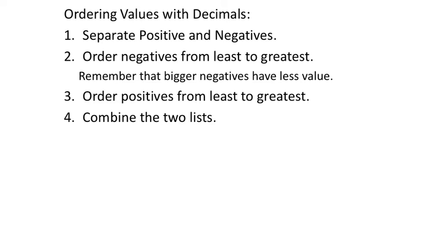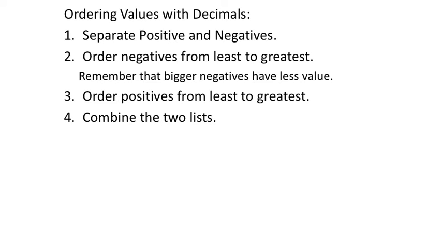All right, ordering values with decimals. We have to separate positives and negatives. You're going to order the negatives from least to greatest. And even on the homework, when it asks you to order the values, you're always going to do it from least to greatest.